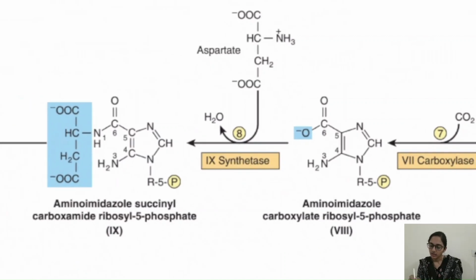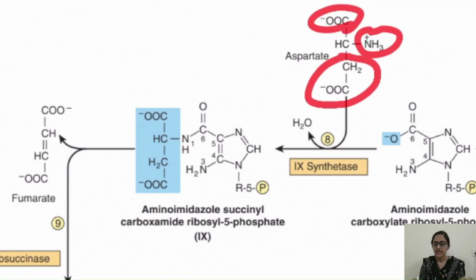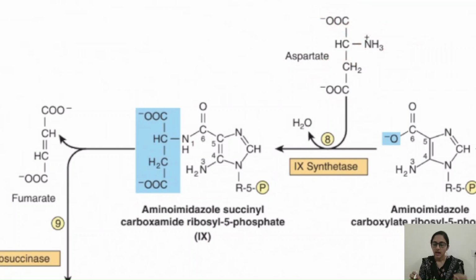And now, after the incorporation of this carbon dioxide, the next step we are going to add aspartate. Look at the structure of aspartate. We have a carbon attached to a carboxyl group and amino group, and the side chain is going to be CH2COOH, right? And this is going to get incorporated here. Aspartate is only going to donate its nitrogen, its amino group.